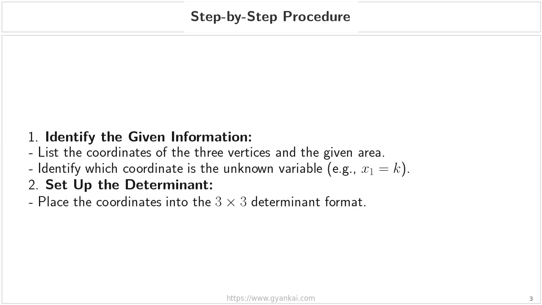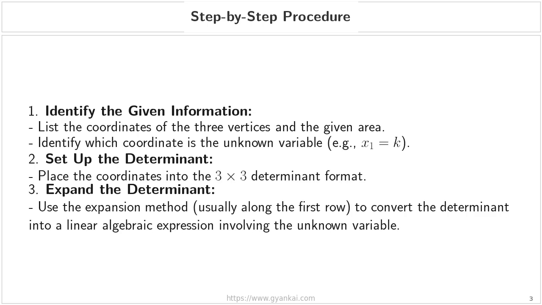Step 2. Set up the determinant. Once you have your values, arrange them into the 3×3 determinant format. You'll place your x-coordinates, y-coordinates, and a column of ones into the matrix structure, just as we saw in the previous slide. Step 3. Expand the determinant. Now, we need to turn that matrix into something we can actually solve. Use the expansion method, typically expanding along the first row, to break the determinant down. This will transform the matrix into a linear algebraic expression that contains your unknown variable.